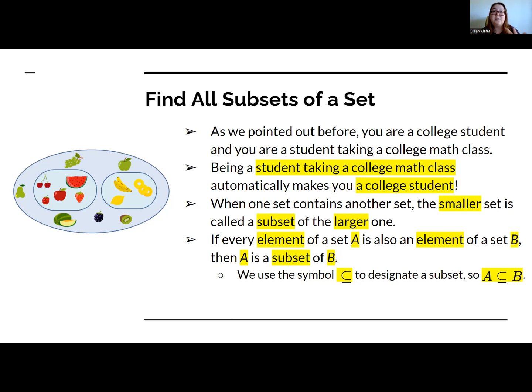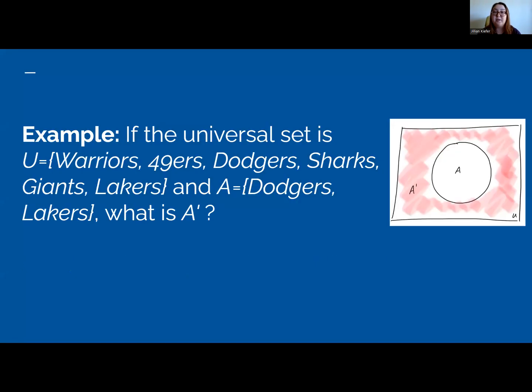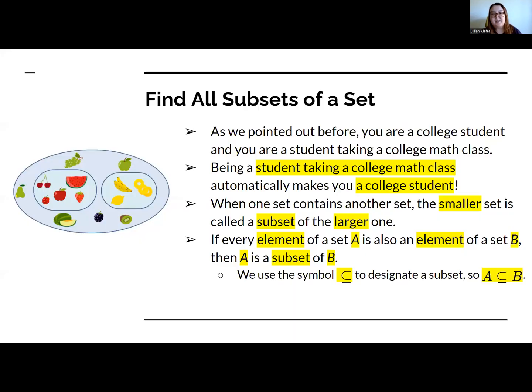So, for example, what we just saw before with our example here, we said the universal set was the Warriors, 49ers, Dodgers, Sharks, Giants, Lakers. The set A was Dodgers and Lakers. Dodgers and Lakers are both contained in our universal set U. That would mean that A is a subset of your universal set U. It contained 2 out of the 6 elements that were in your universal set U. We'll look at more examples in a little bit.